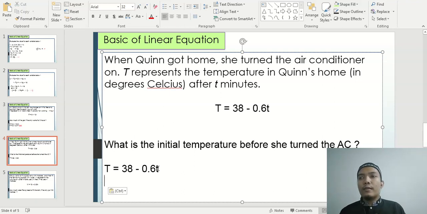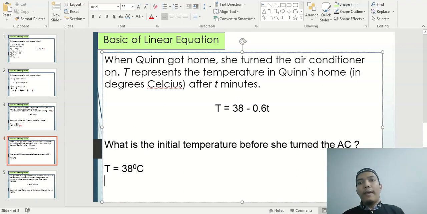If we do not turn on the air conditioner, this is the initial temperature, maybe right after she opens the door. So we do not need the minutes here. So what is the temperature? 38 degrees Celsius. It's quite hot. This is the initial temperature of her home.